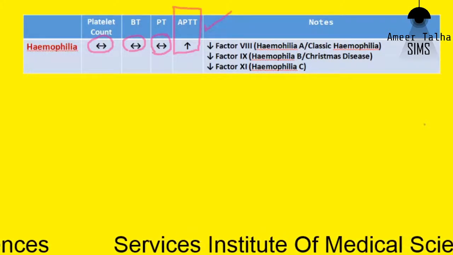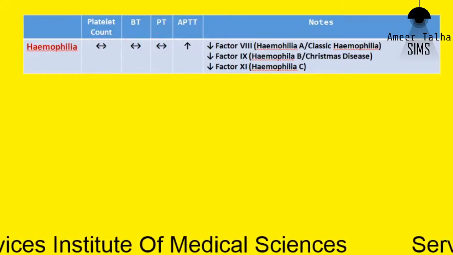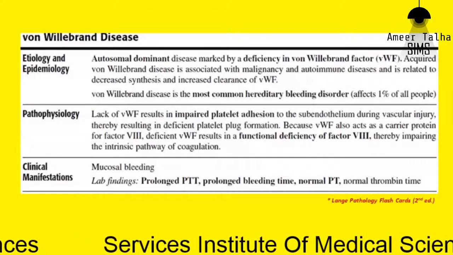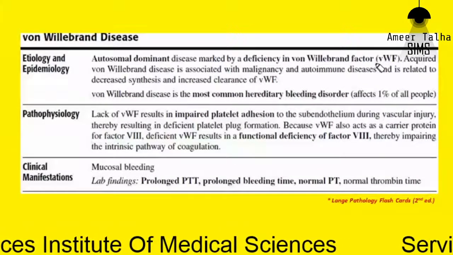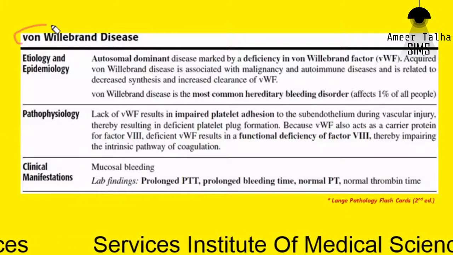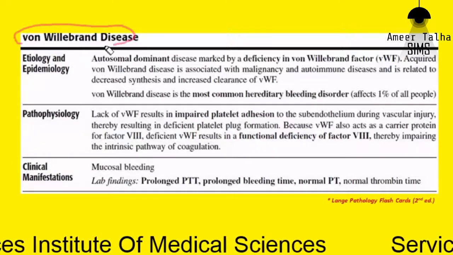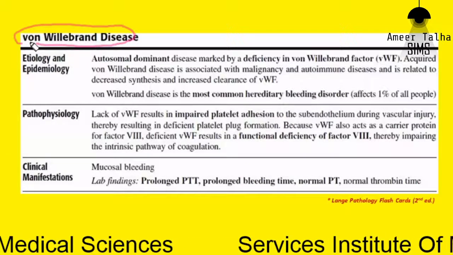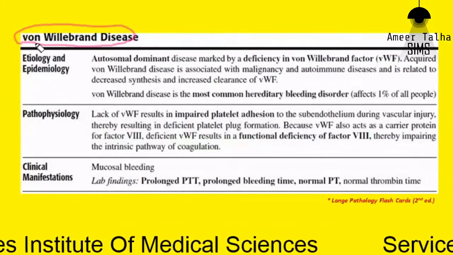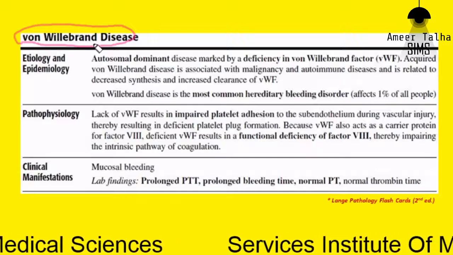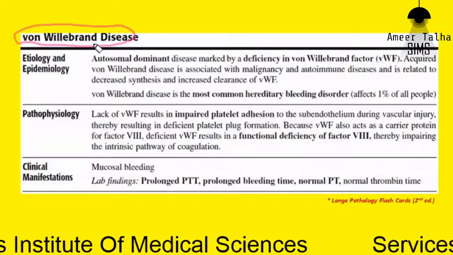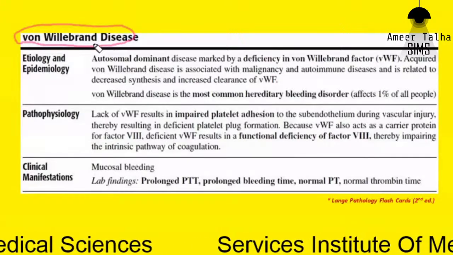Now, another bleeding disorder very similar to hemophilia. The clinical features are similar to that of hemophilia, especially hemophilia A or classic hemophilia. And the name of this bleeding disorder is von Willebrand disease. The complete name is Adolf von Willebrand disease, named after the Finnish scientist von Willebrand, who discovered this bleeding disorder in a girl, and he differentiated it from hemophilia A.